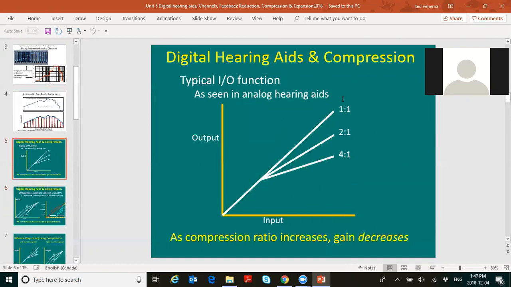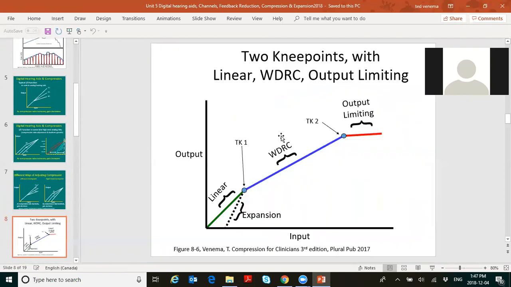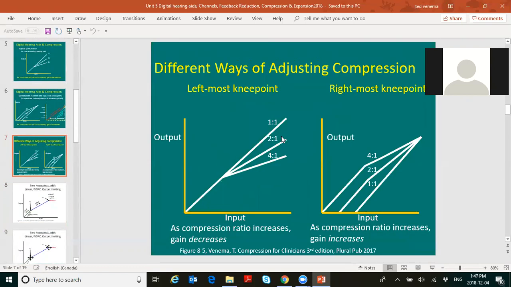Now, digital hearing aids also, we looked at compression this way as a knee point here, but digital hearing aids also adjust it from this side. So when you're looking at what digital hearing aids do, you're adjusting compression from both sides.